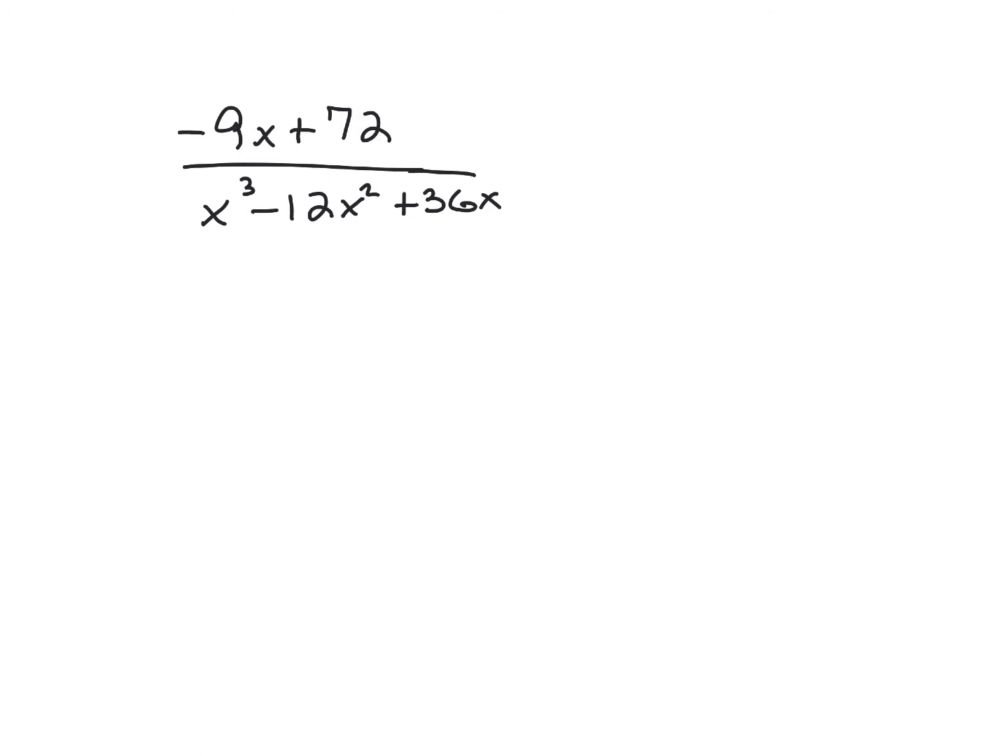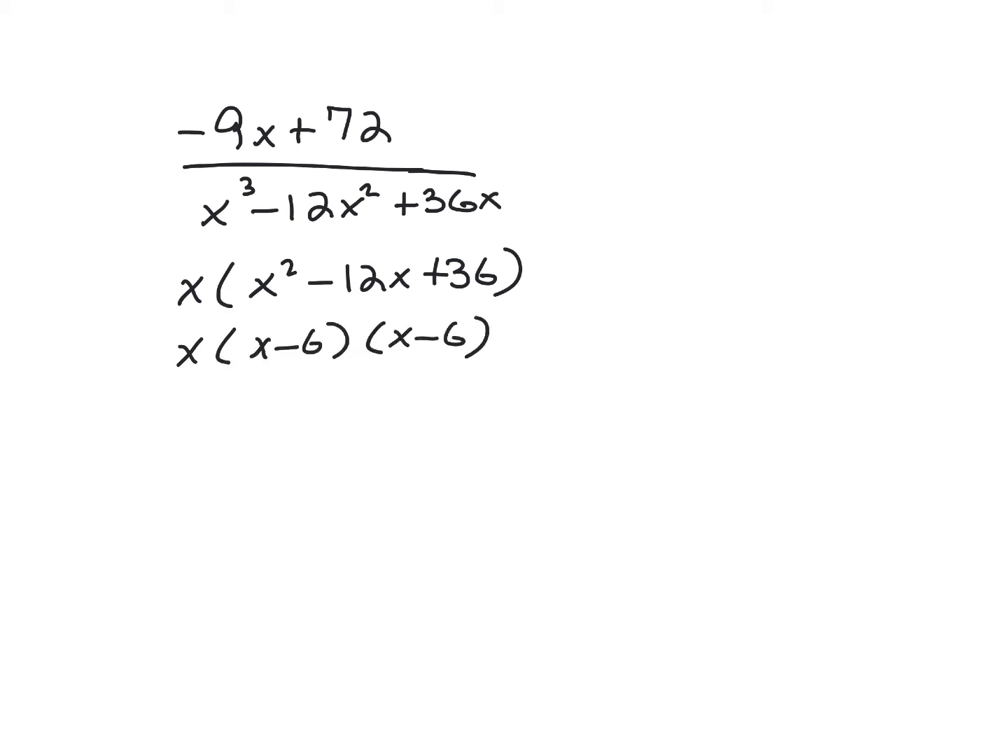So I'm going to factor out a GCF of x, and then I'm left with x squared minus 12x plus 36. Next, I can factor that trinomial that remains. So it'll factor into x minus 6 and x minus 6. Don't forget about your GCF.